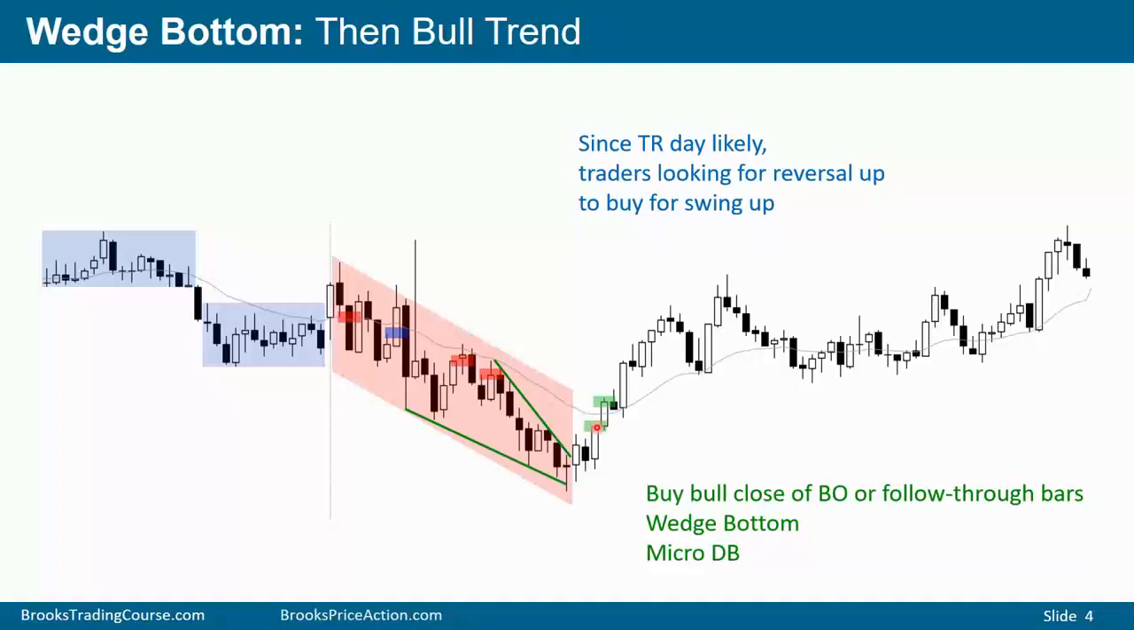They can buy early here or here, stop down here, micro double bottom. We went down and up and then down and up. Reasonable to buy above the neckline of that micro double bottom and get filled above the high of this bar, or buy the close of the follow through bar here.